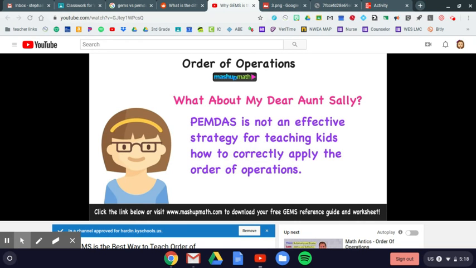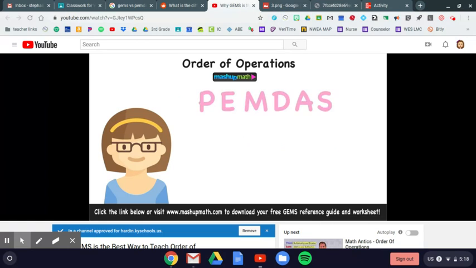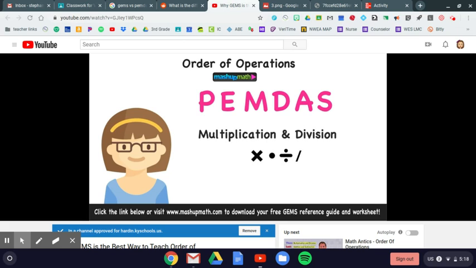Here's what I just shared with you. What about Aunt Sally? Math teachers are saying now it's not as effective. Effective means how well does it help us understand, and it tells us the same thing: parentheses, and then exponents, and then you get to multiply and divide before you add and subtract.